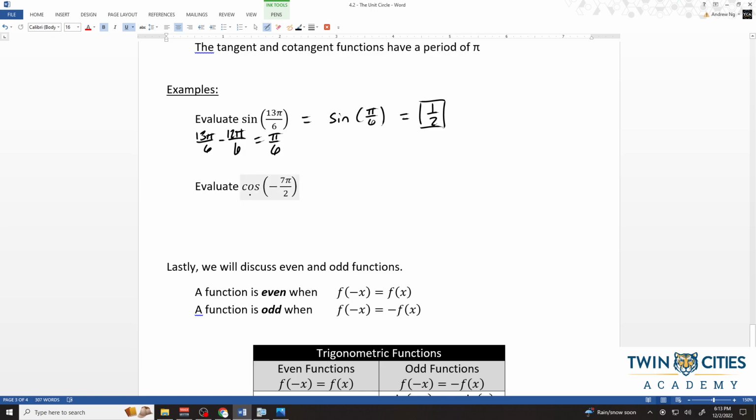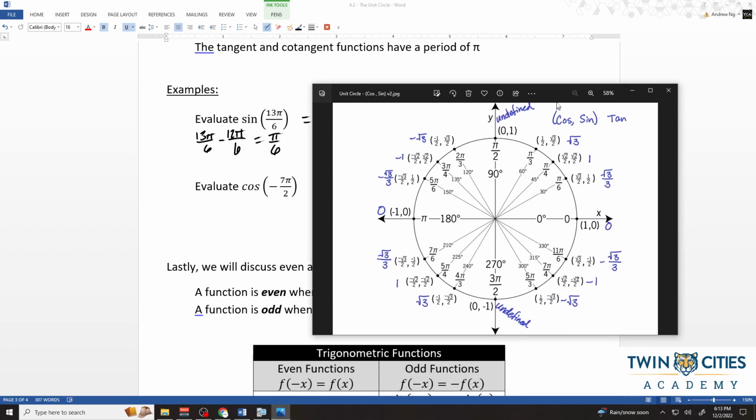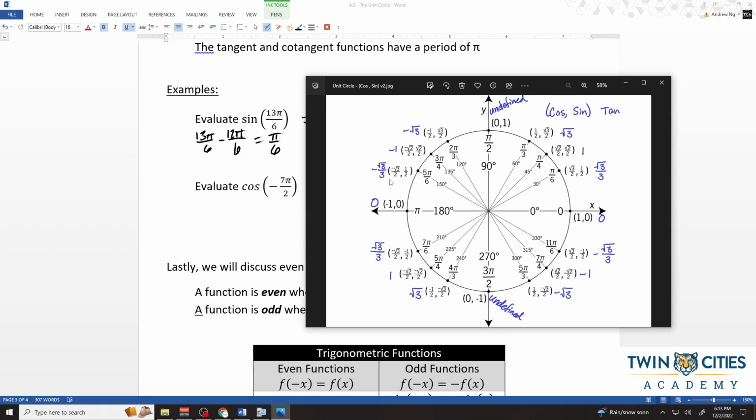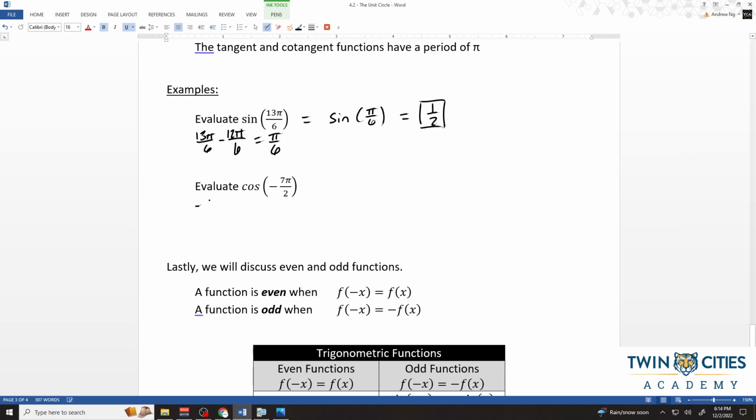Next one, evaluate the cosine of negative 7 pi over 2. All right, well, clearly, negative 7 pi over 2, I'm not going to find that on my circle because none of these are negative. So that means that I can just keep adding a full circle. I can keep adding a full 2 pi, or in this case, since the denominator is 2, I can add 4 pi over 2. 4 over 2 is 2, until I find something that's on this circle. So let's begin with negative 7 pi over 2, and I'm going to add 2 pi, but I'm going to write it as 4 pi over 2.